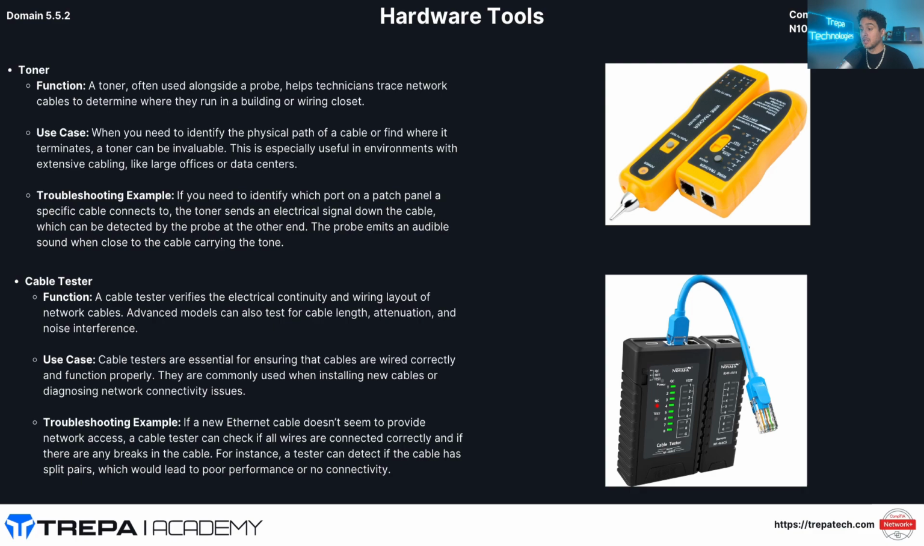Then we have a cable tester. When you're crimping cables, patch cables, wiring, Cat5, you will use this. A cable tester verifies the electrical continuity and wiring layout of network cables. Advanced models can also test for cable length, attenuation, and noise interference. They can do that, but most of the time we're just using a cable tester. We're seeing if our pins, if each pair is end to end, right?